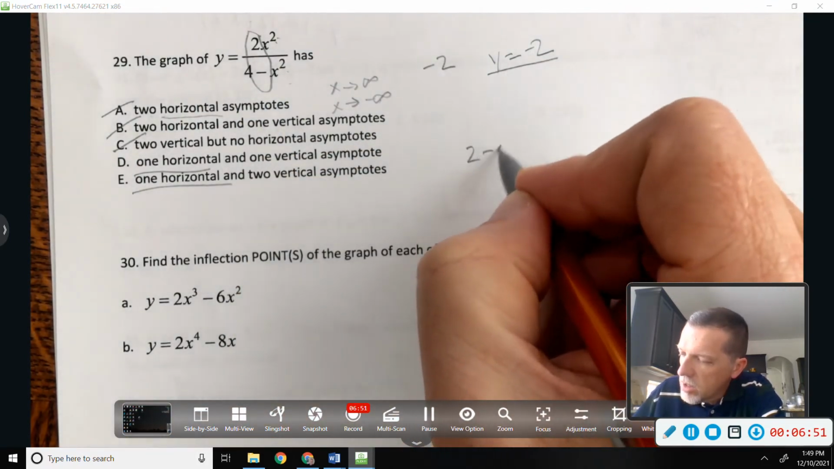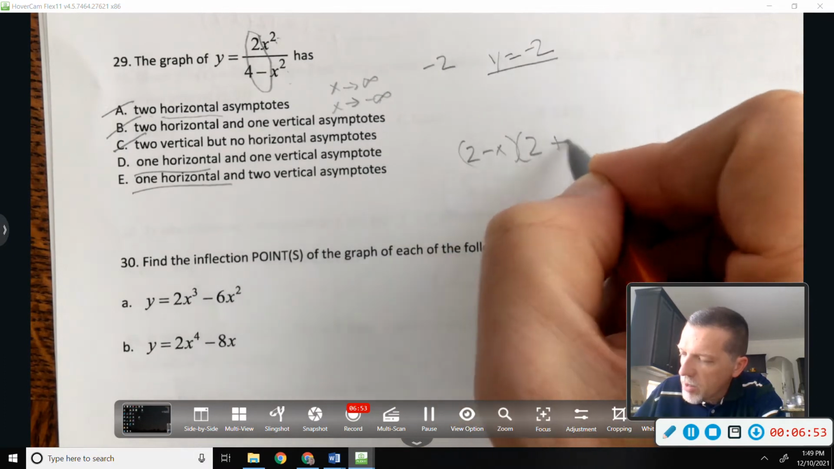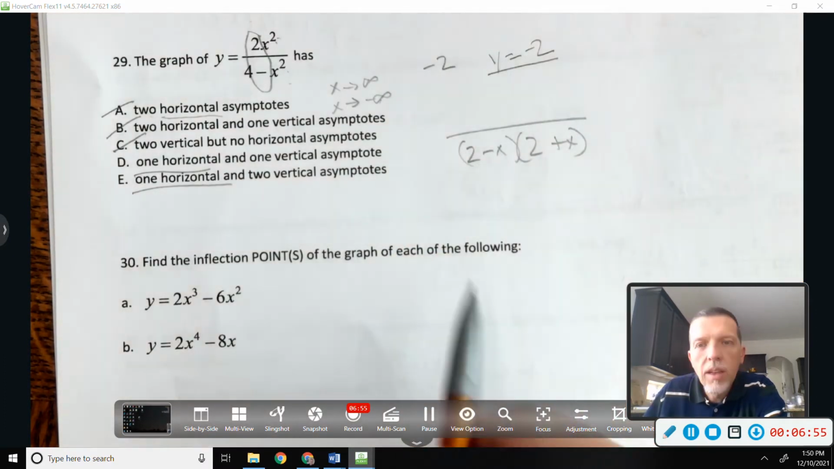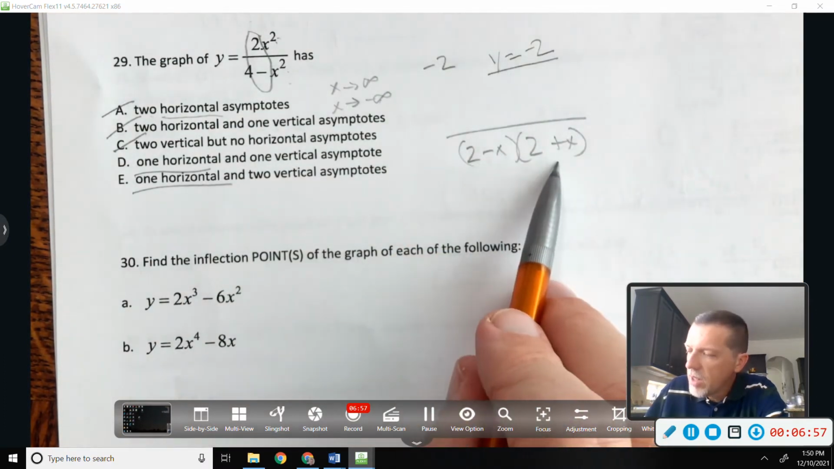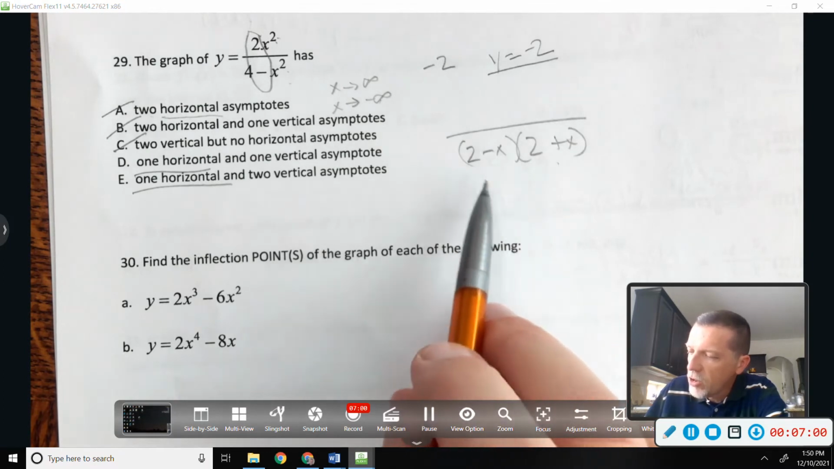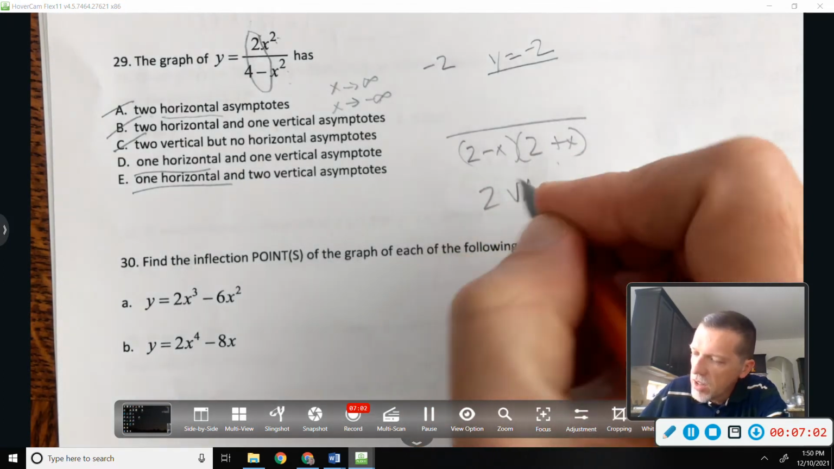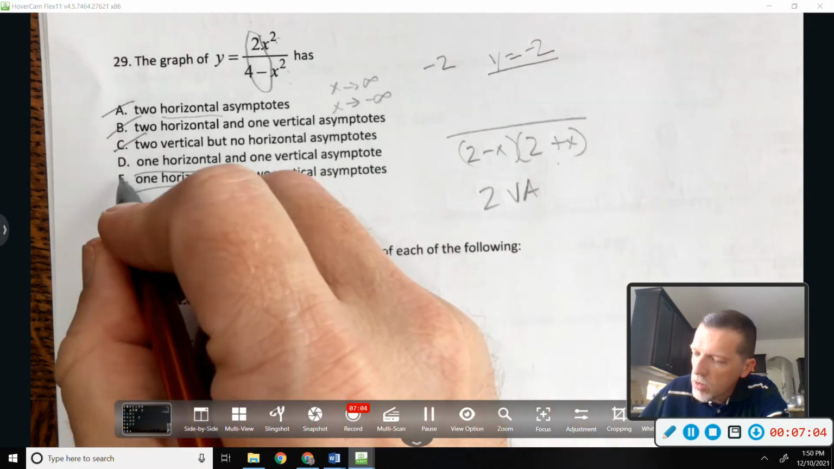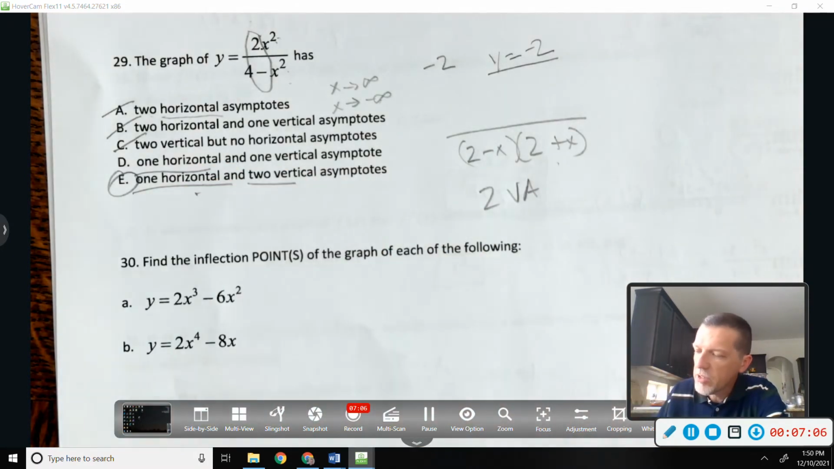Vertical, it'd be factors of the bottom that don't cancel. So 2 and negative 2. Neither one of them cancels, so I have 2 verticals. 2 vertical, 1 horizontal. Tricky question there.